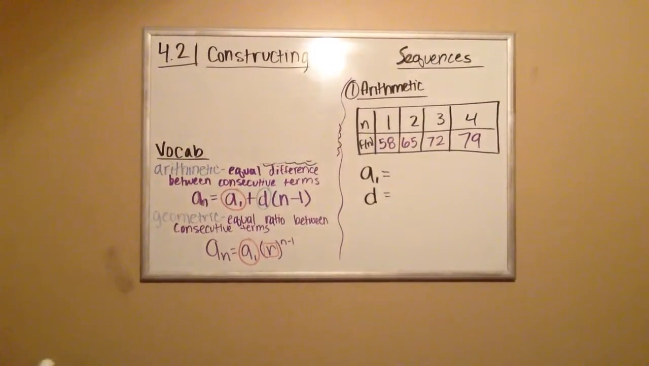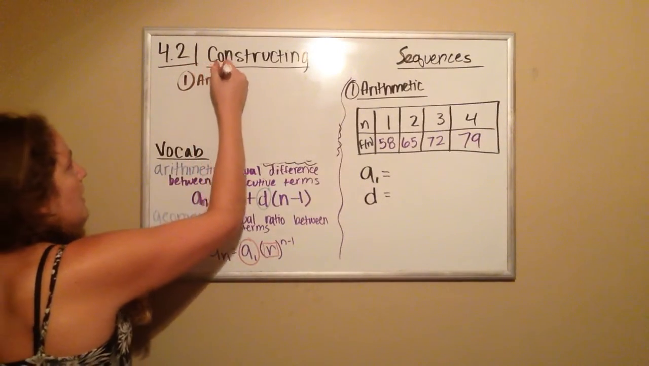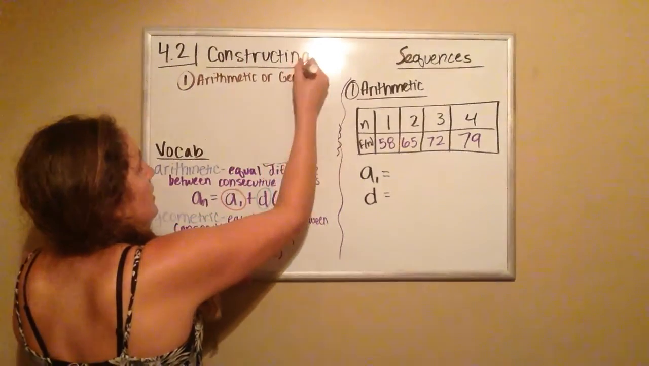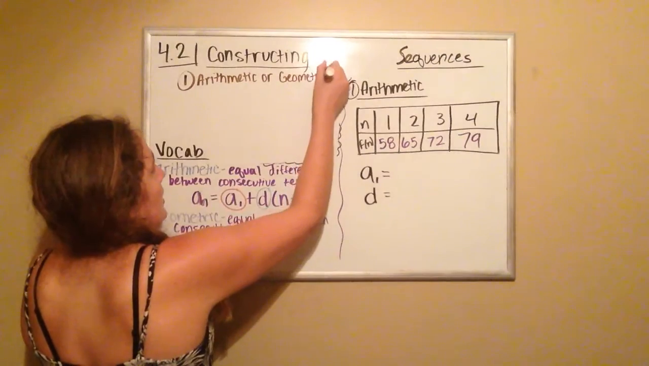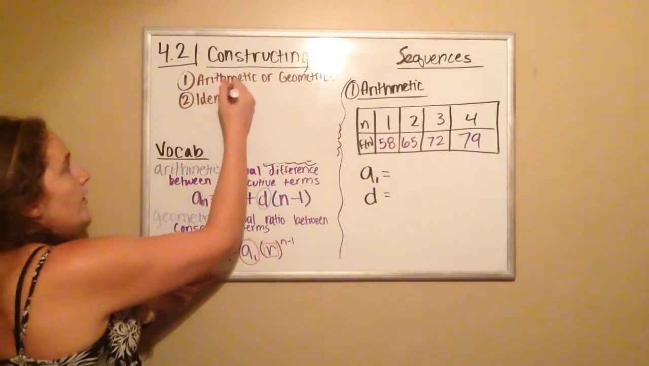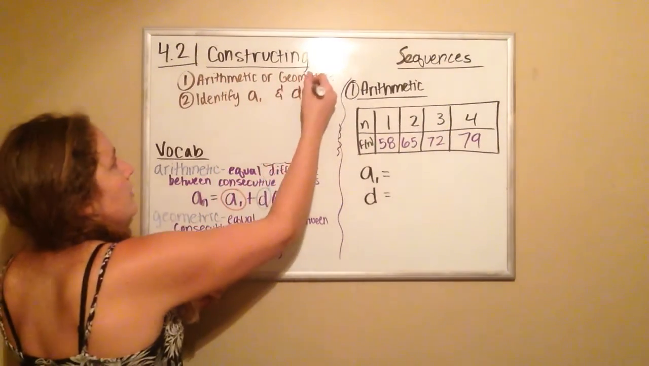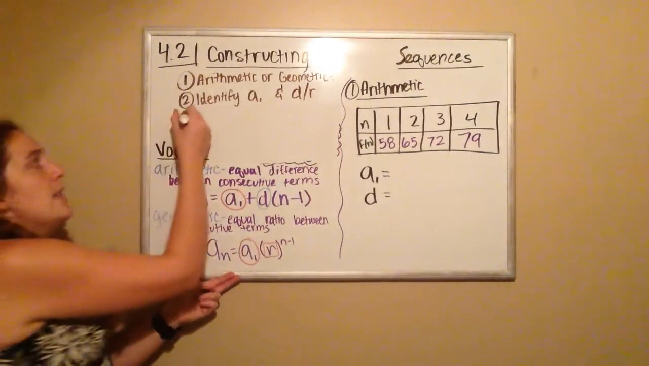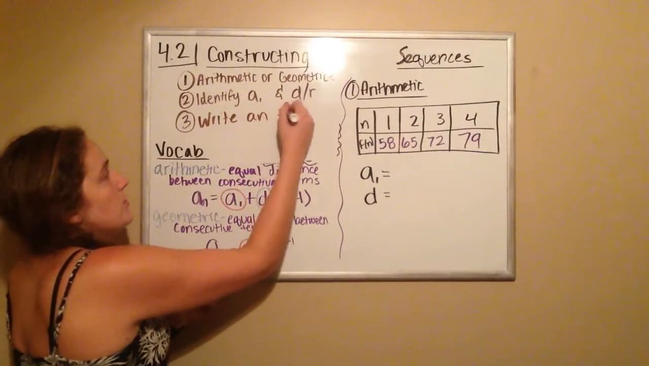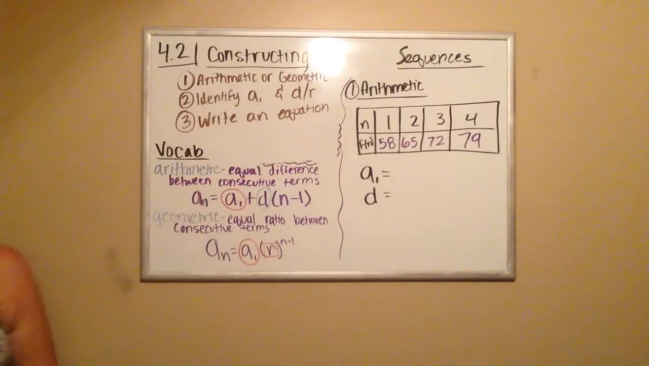Alright. So here are the steps that we're going to be following. We're going to think, is it arithmetic or geometric? That's the first thing we've got to figure out. Then we need to identify our first term, which is A1, and either our difference or our ratio. And then we're going to use the standard form to write an equation. These are the steps we're going to follow in all of our examples today, because in all of our examples we're working to write an equation.